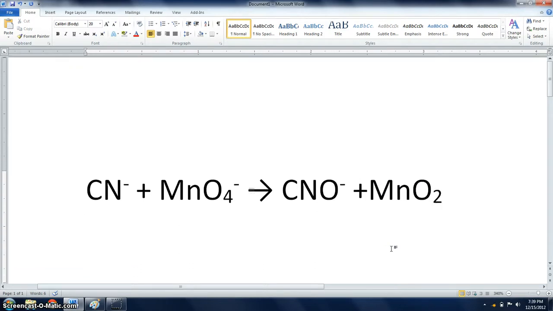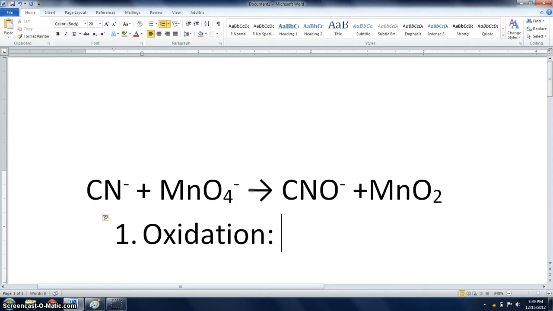So now our first step is going to be writing what our oxidation half-reaction is. So something that gets oxidized is losing electrons, and since it's losing electrons, that means it's going to become more positive. So over here, our carbon had a +2 charge, and over here it has a +4 charge, so it's becoming more positive by 2, so that must be our oxidation. So I'm going to go ahead and write that.